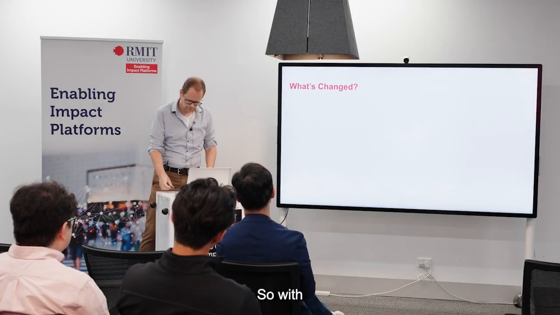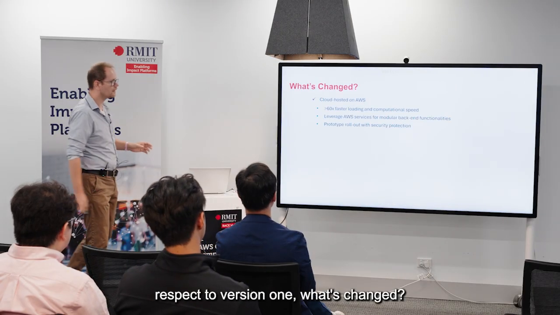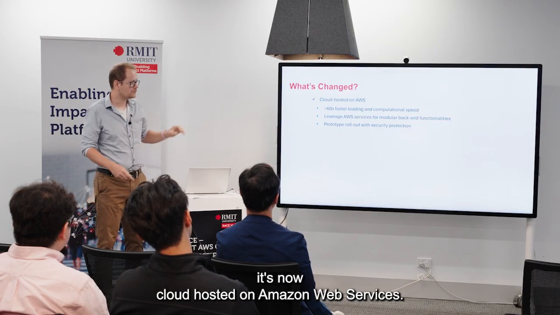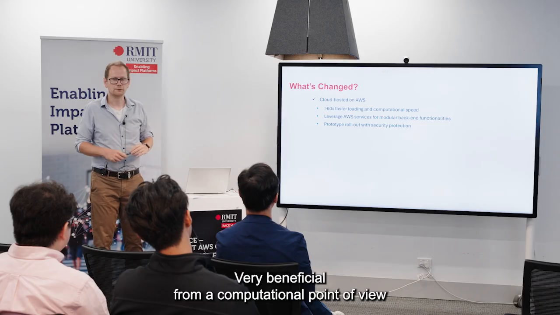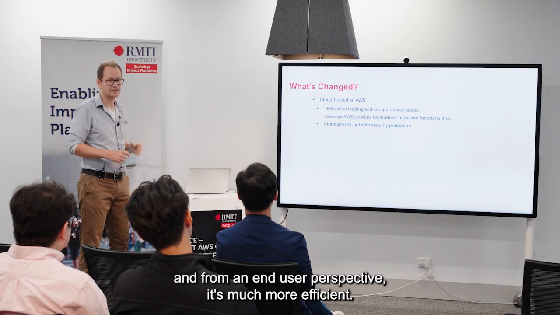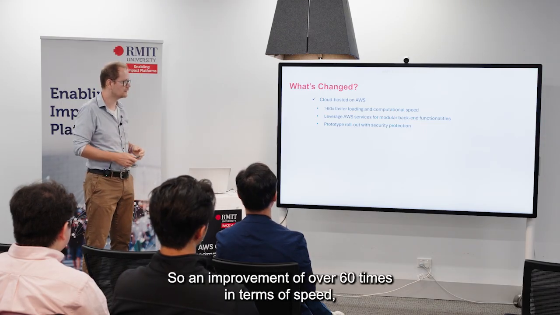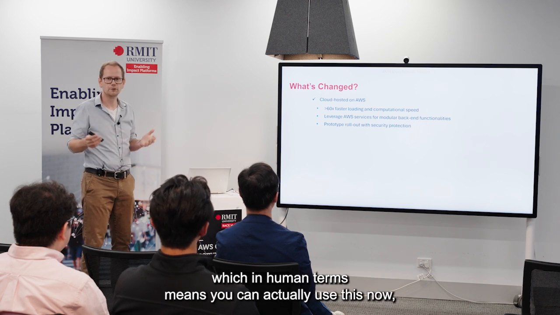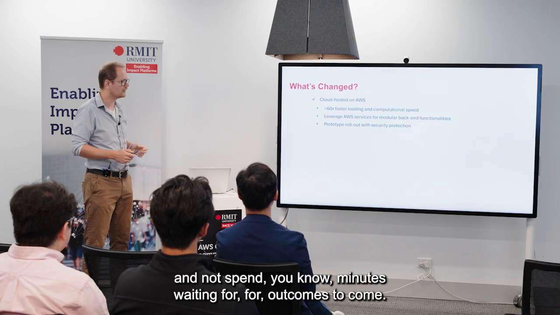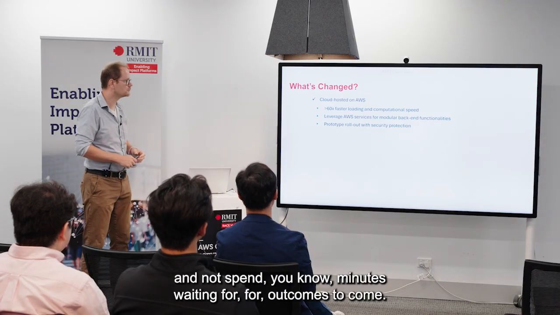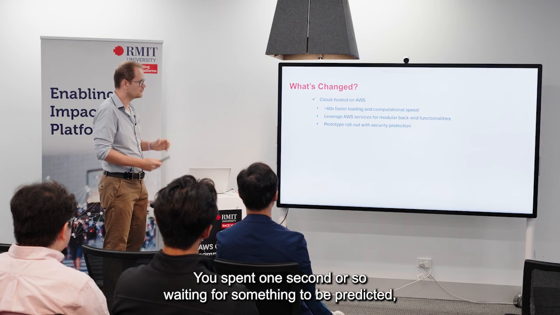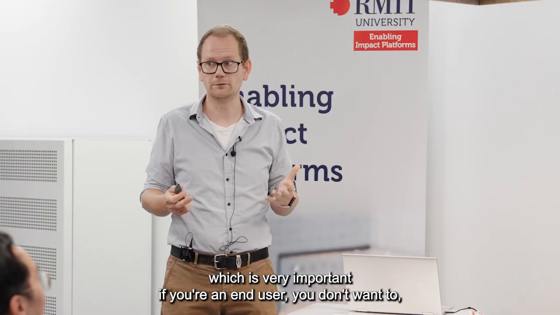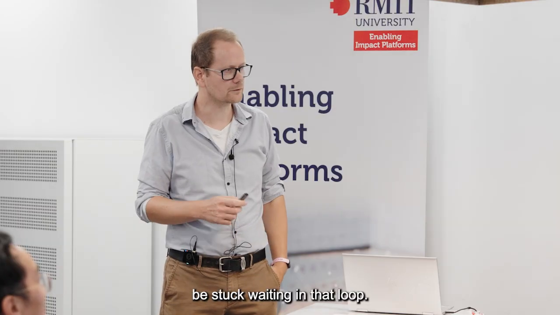So with respect to version 1, what's changed? First of all, it's now cloud hosted on Amazon Web Services, very beneficial from a computational point of view, and from an end user perspective, it's much more efficient. So an improvement of over 60 times in terms of speed, which in human terms means you can actually use this now and not spend minutes waiting for outcomes to come. You spend 1 second or so waiting for something to be predicted, which is very important if you're an end user. You don't want to be stuck waiting in that loop.